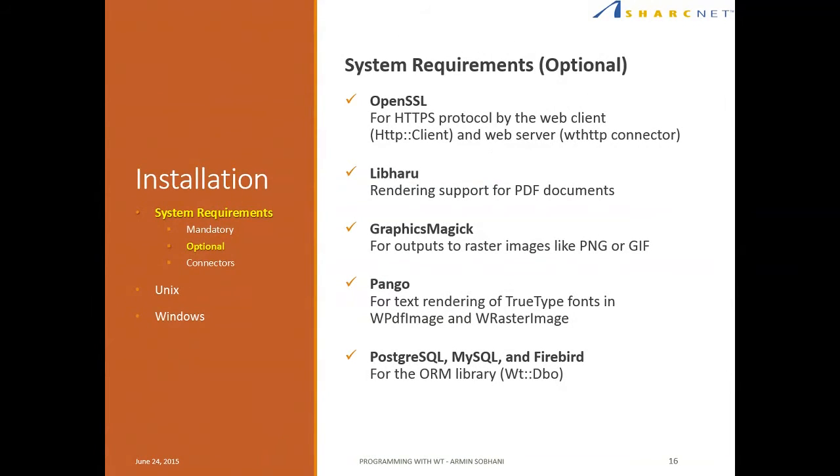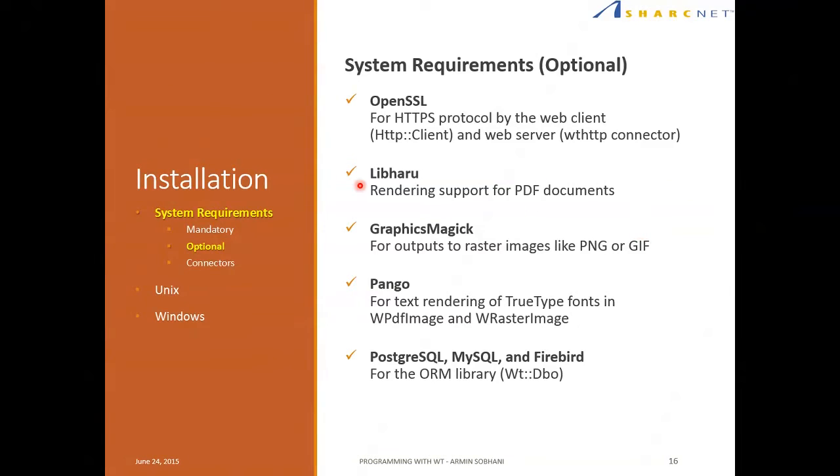There are also some optional packages that, if they are available, enable additional features in Wt. For example, if OpenSSL is available, then the HTTPS protocol will be supported by the web client and web server. But it's only necessary when you use the Wt HTTP connector, because for the FastCGI connector, the SSL protocol must be supported by Apache.